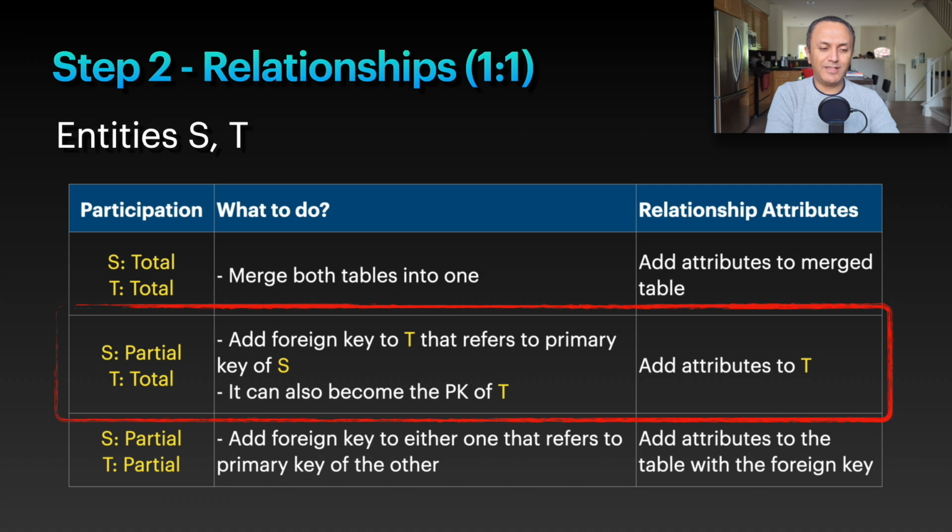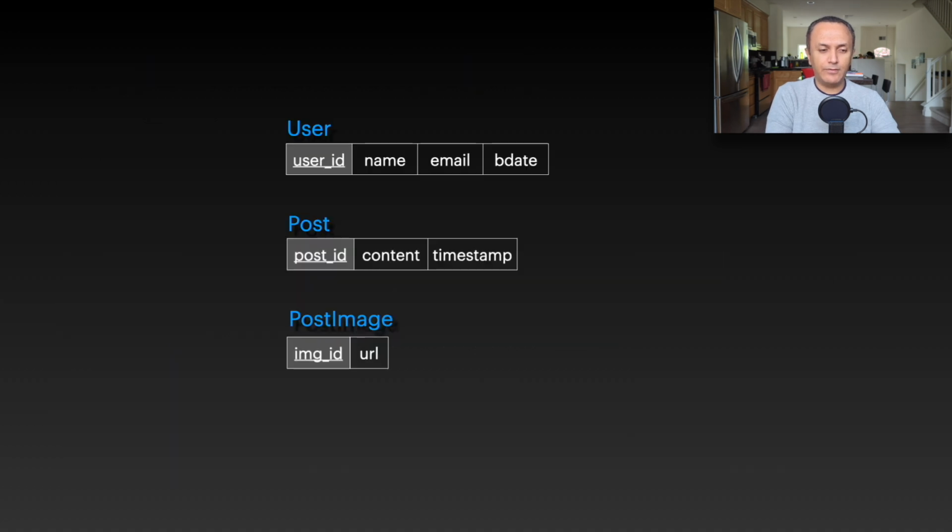So again, in this case, we add a foreign key from the side that has the total participation to the side that has the partial participation. The one that had the total participation was the image. The one that has the partial participation was the post. So foreign key from image to post. So these are our tables so far. We're going to add another attribute in post image to point at post. So this is the foreign key that we have.